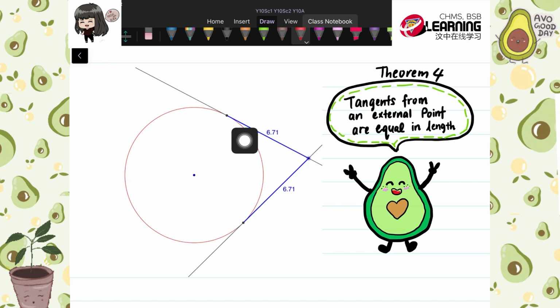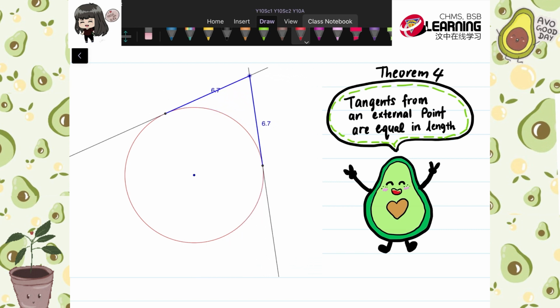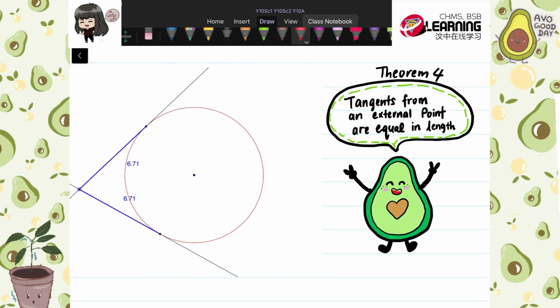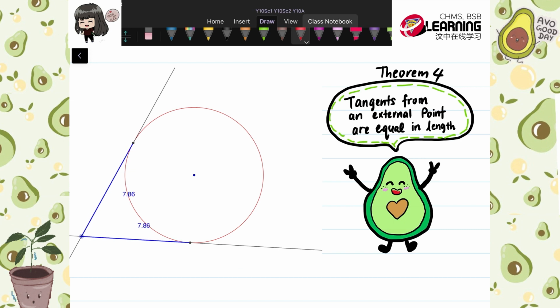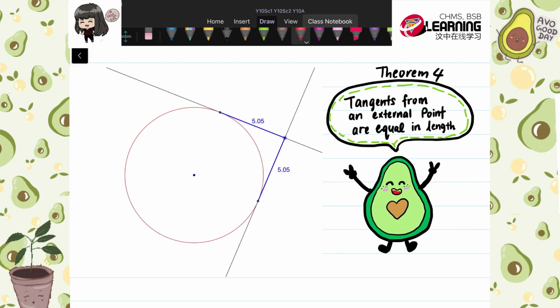Okay, now you look at here, these two lines, the blue lines, are tangent lines and they are from one external point over here, okay? And then these two lines are the same. You see, this is 6.71, this is also 6.71. So what if I move my external point? If I move my external point, okay, when these two lines pass through also only on one point at the circumference, these two points, okay, these are called tangent, right? The length are still the same, so the length are equal. Look at that.